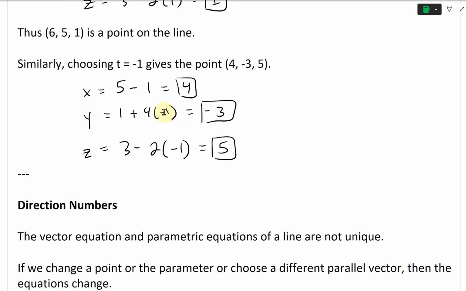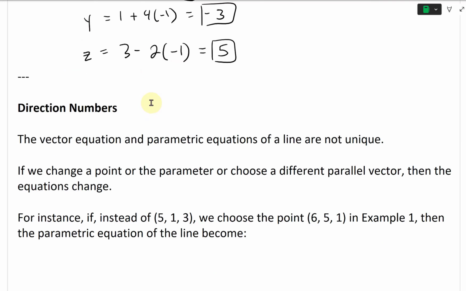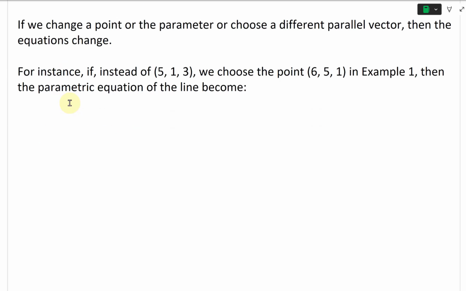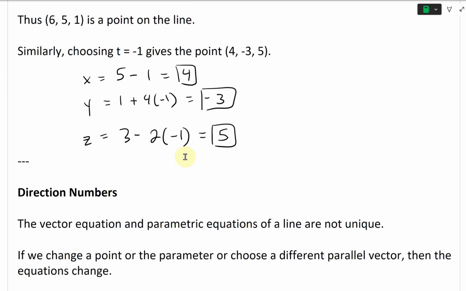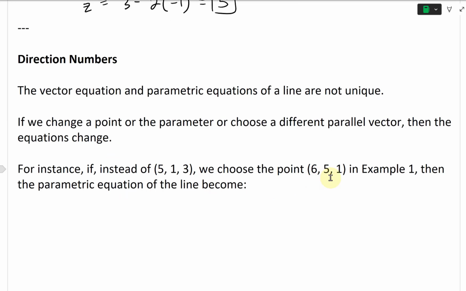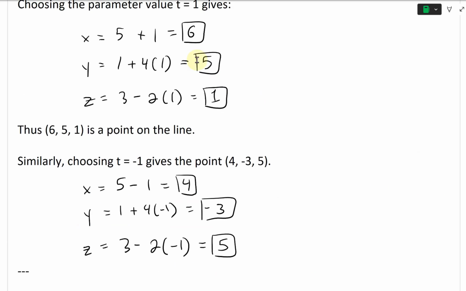All right, continuing further, now let's look at direction numbers, and this involves a note on these examples that we just covered. So the vector equation and parametric equations of a line are not unique. If we change a point or the parameter t, or choose a different parallel vector, then the equations change. For instance, if instead of 5, 1, 3 in this example, we choose the point 6, 5, 1. In other words, choose this point here. This is also on the line.